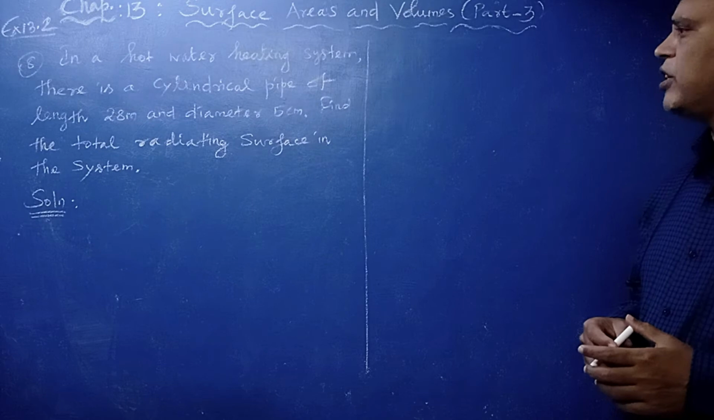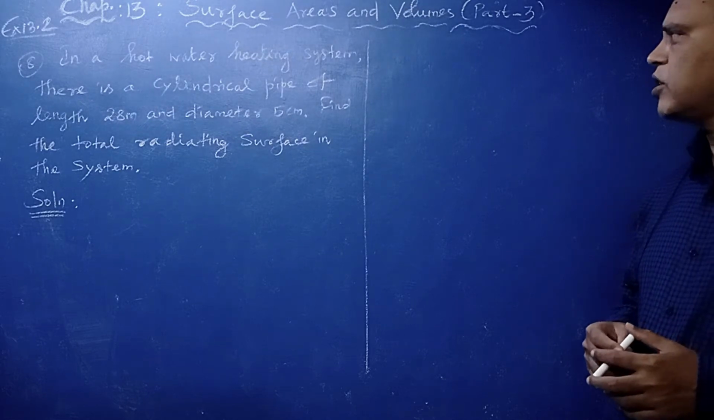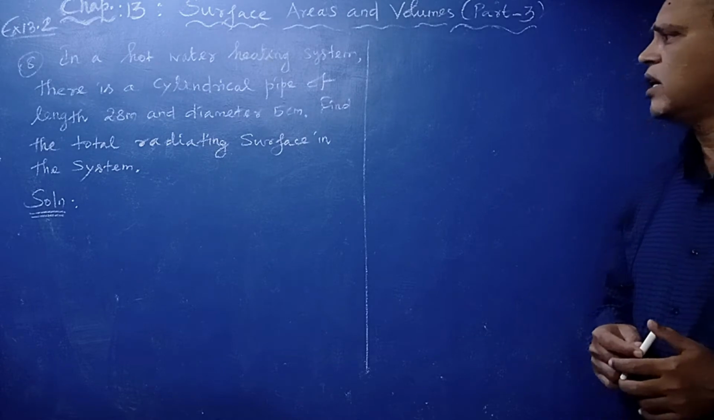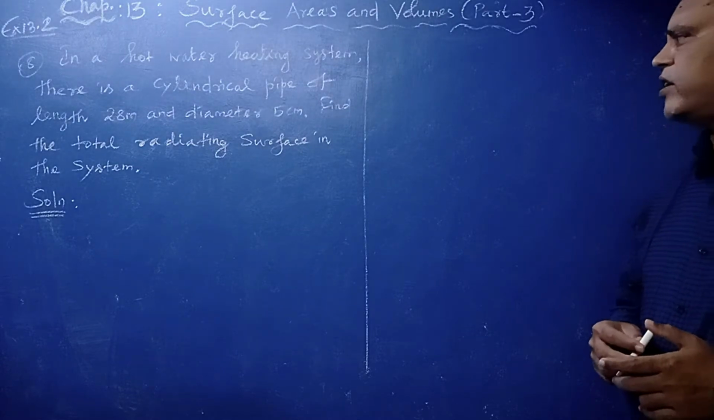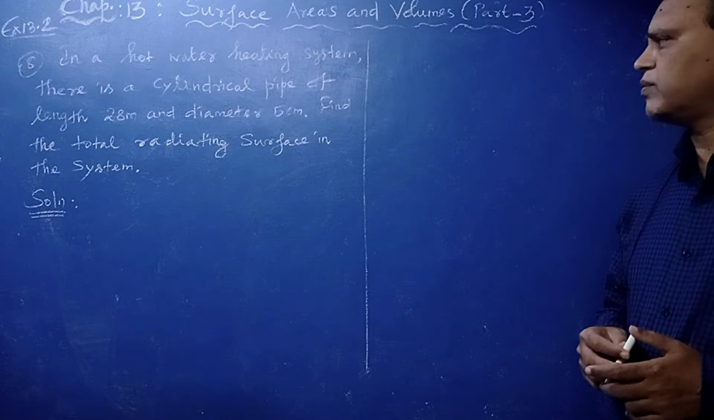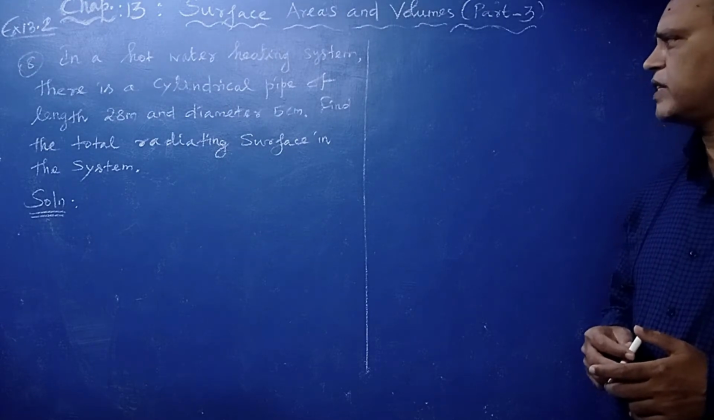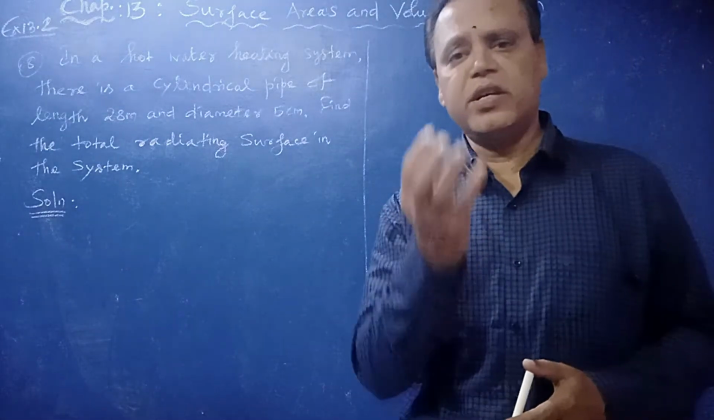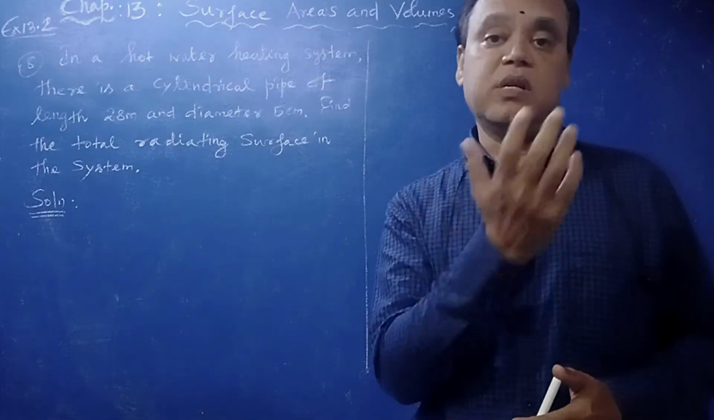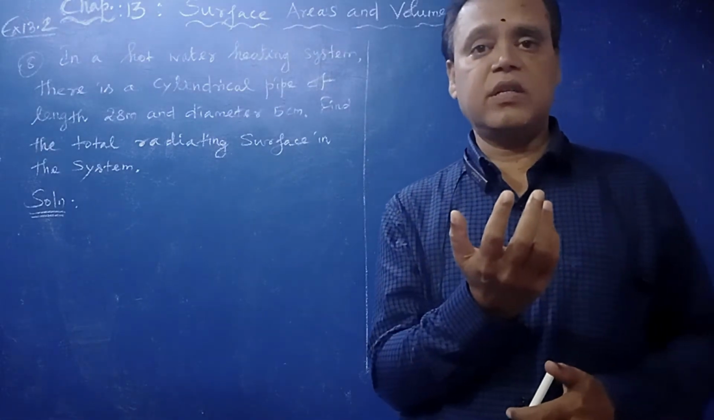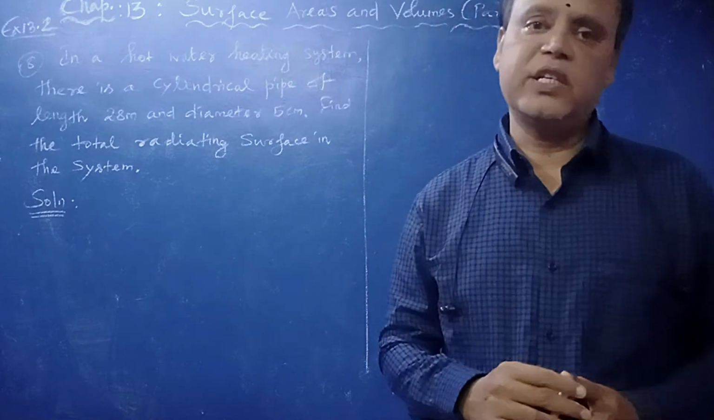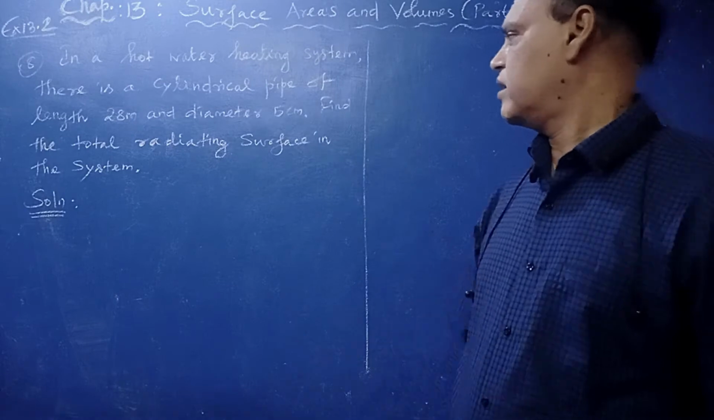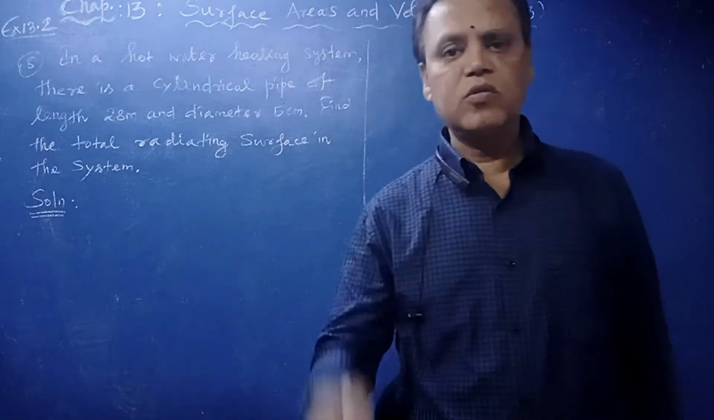In a hot water heating system, there is a cylindrical pipe of given length and diameter 5 cm. Find the total radiating surface in the system. The total radiating surface in the system means the heating element. It is in the form of a circular surface, so you have to find the curved surface area.